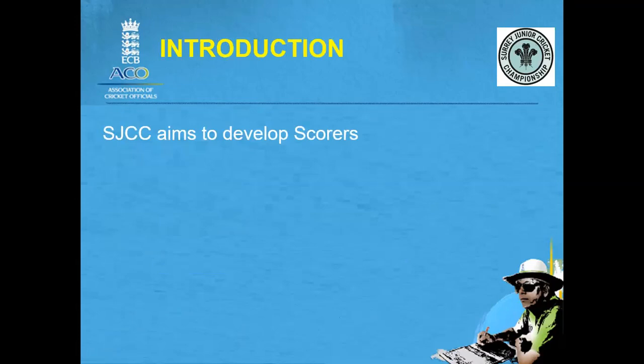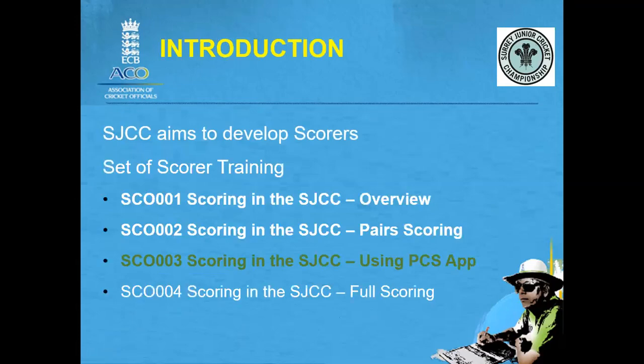Part of the SJCC's work is to develop umpires and scorers. As part of that, we've developed a set of training modules. We're calling them snack size rather than bite size because they're a bit longer than bite size. We've broken the scorer training into 4. There's an overview module, which hopefully you'll have seen. It covers the basics of scoring, the mechanics of the interaction with umpires, what all the signals mean, etc.